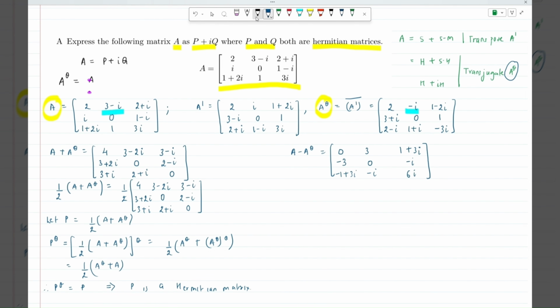Now likewise, we will be checking A minus A raised to theta. So over here, if we have a closer look, A minus A raised to theta, if we take the transjugate, then it is not going to come back as A minus A raised to theta. So whenever you have a problem like this, you see that you have a factor of i attached to Q. So we are going to declare Q as 1 over 2i times A minus A raised to theta. And this is going to be 1 by 2i into the matrix, which is this.